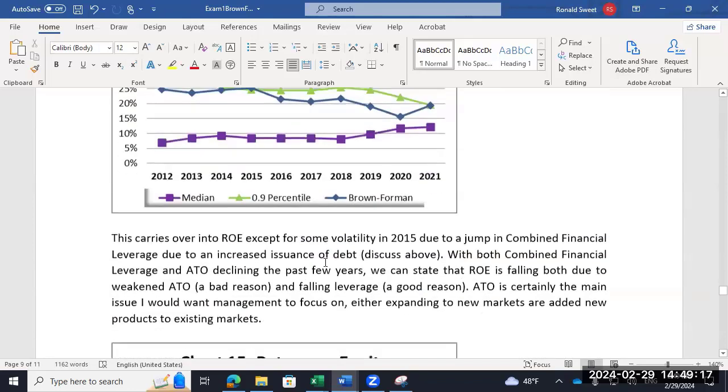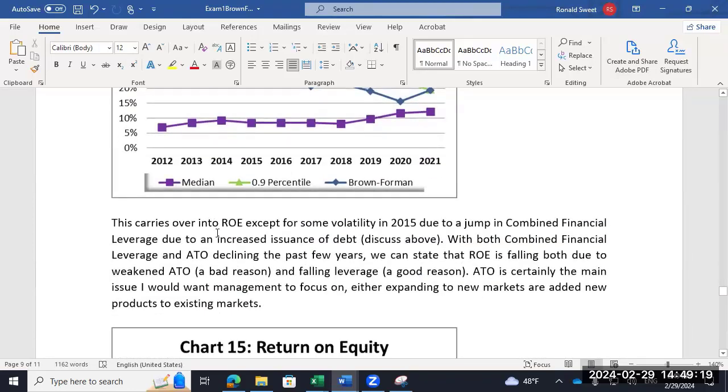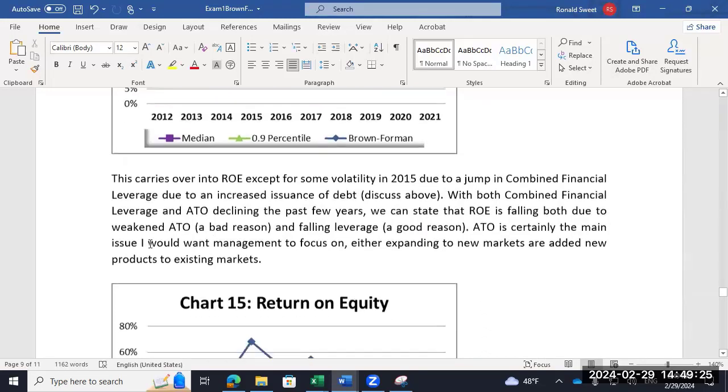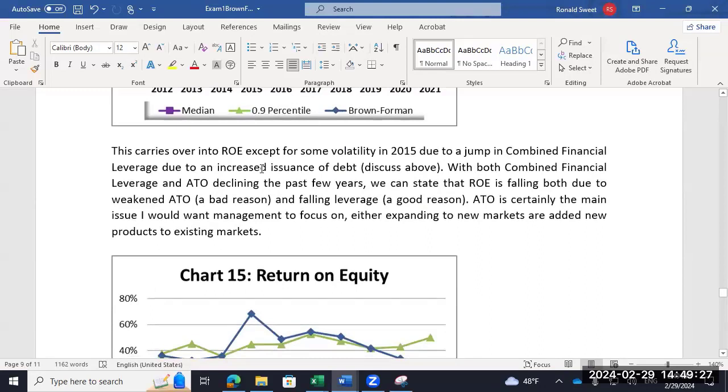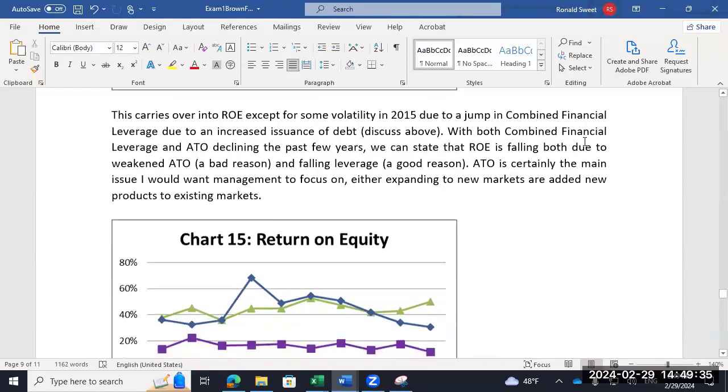So that's strong. This carries over into ROE, except for some volatility in 2015 due to a jump in combined financial leverage, due to an increased issuance of debt. We talked about that earlier. With both combined leverage and ATO declining in the past few years, we can state that ROE is falling both due to weakened ATO, a bad reason, and falling leverage, a good reason. ATO is certainly the main issue I would want management to focus on.